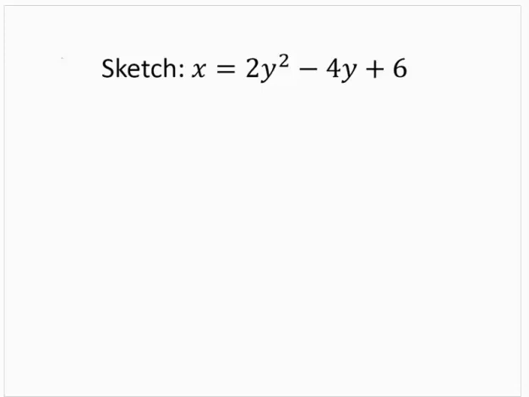Sketch x equals 2y squared minus 4y plus 6. Since I see a y squared and an x to the first power, I know this is a parabola, and I know again that this is a parabola opening right or left. So it's a parabola on a horizontal axis. But again, it's not in one of those standard forms. So let's work with it a little bit.